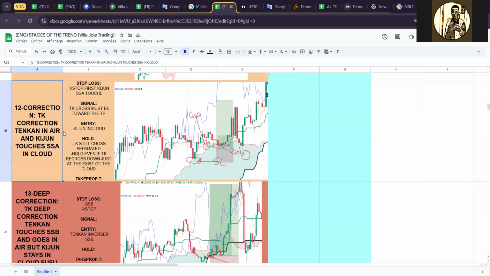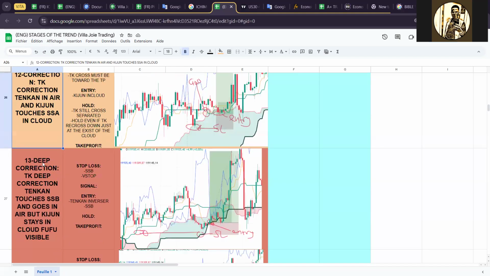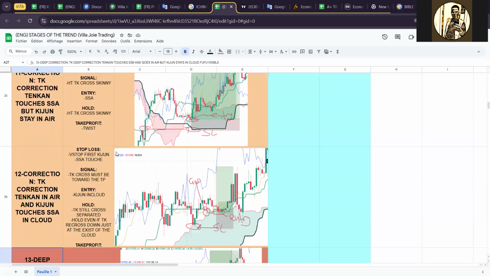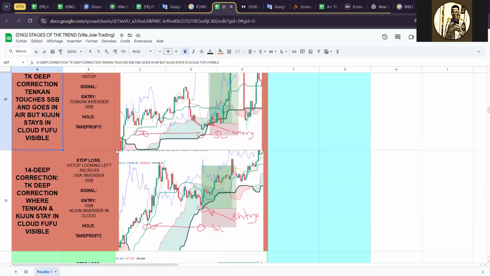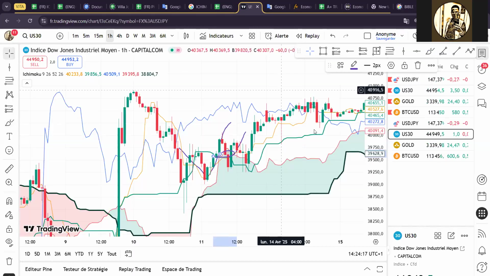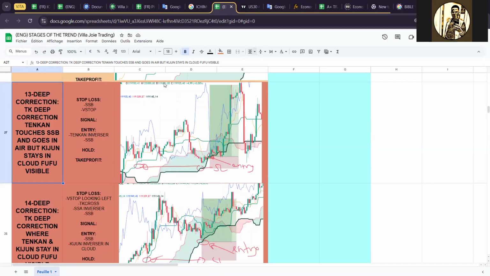Now after the number 12, we have the deep correction. There are two types of correction. There is a simple correction that doesn't go too far down. Then there's this deep correction. What is the deep correction? The deep correction is, for example, the number one, this one, when Tenkan goes and touches SSB, goes out of the cloud, while Kijun is inside the cloud. And the Fufu in front is even visible.